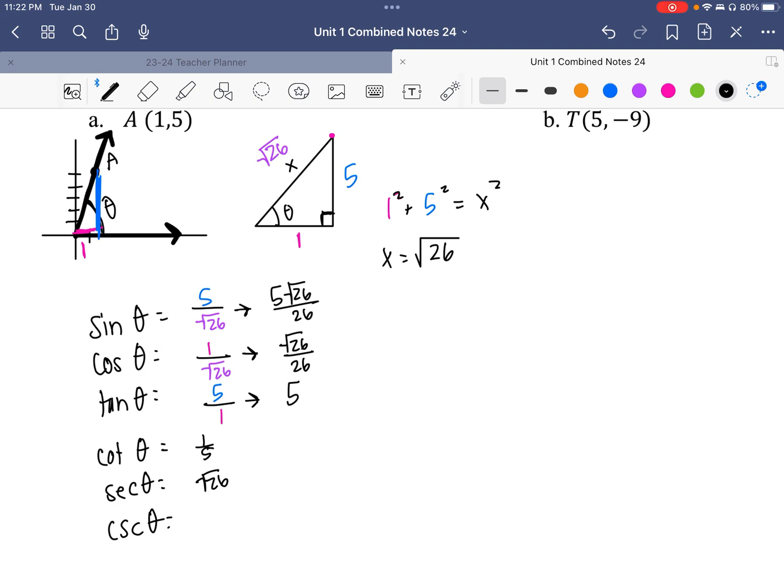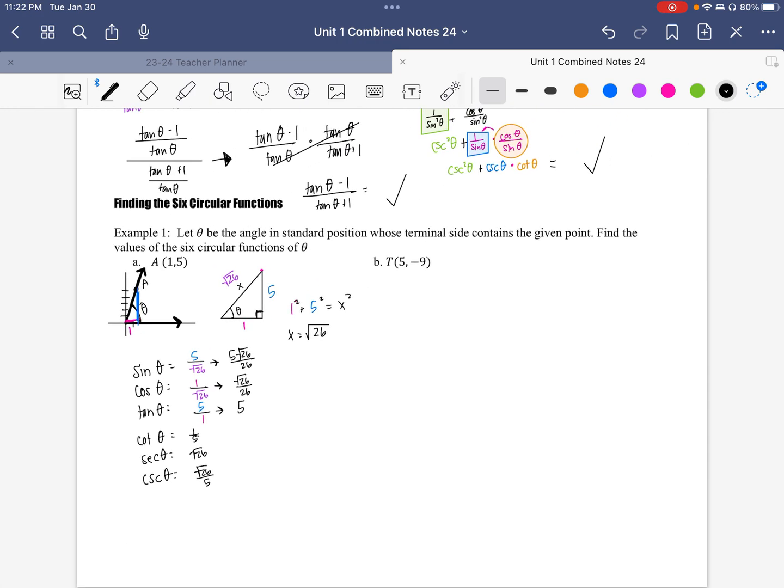And then, of course, your cosecant is also your sine reciprocal. So this is going to be the square root of 26 over 5. That's all 6 for this one. Okay, I want you guys to try this one out on your own with this example. So go ahead and pause the video and try that one out. So you guys had a chance to do that one.